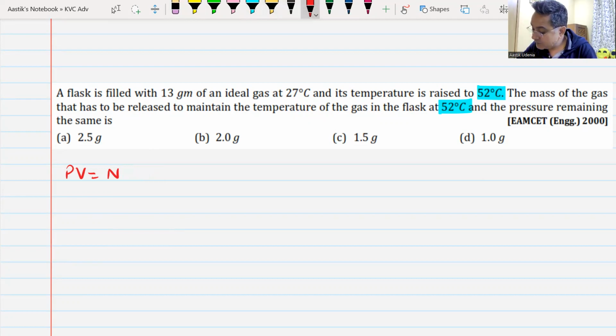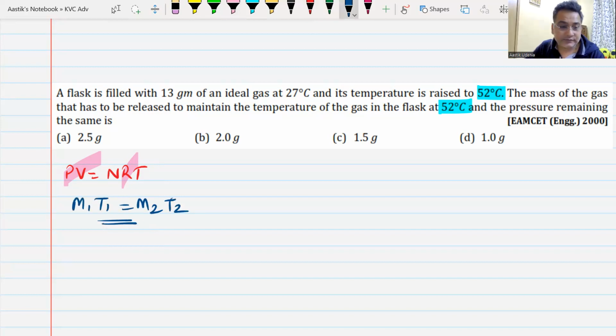So PV is equal to nRT. Here everything is changing, the only thing that is constant is R. The number of moles is directly proportional to the mass of the gas. Pressure remains the same and it is in a vessel, so pressure and volume are constant. So n into T is a constant, or you can say mass into T is constant. M1 T1 will be equal to M2 T2. Everyone understands this?